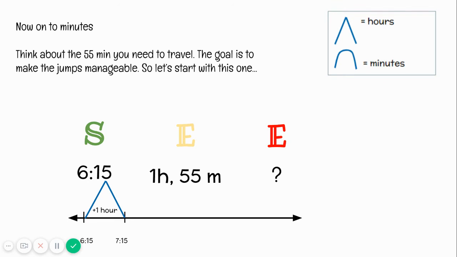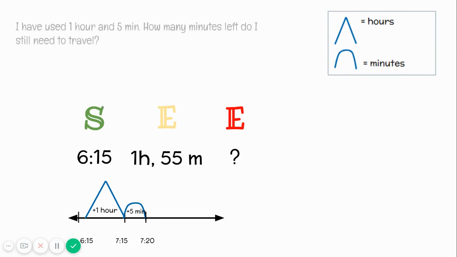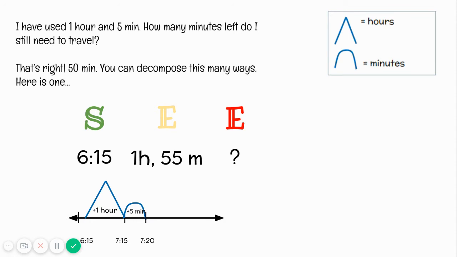Think about the 55 minutes you need to travel. The goal is to make the jumps manageable. We don't want to do 55 1-minute blocks. So let's start with this one. We'll take it from 7:15 and we're going to add 5 minutes. Will put me at 7:20. This gives me an easy number to work with, but how many more minutes do I still need to get to my end time? That's right, we need 50 minutes.